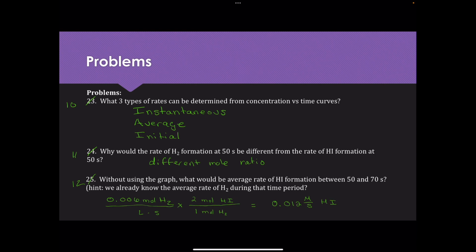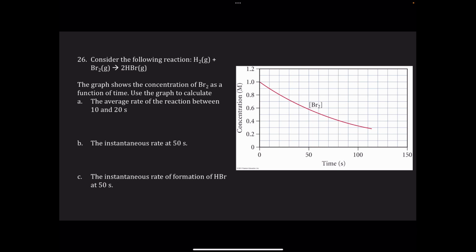So with this material, we need to be able to take graphs and determine any of our rate types. So we need to be able to determine average, instantaneous, and initial rates. We also need to be able to take our balanced chemical equations and convert from one rate to another.